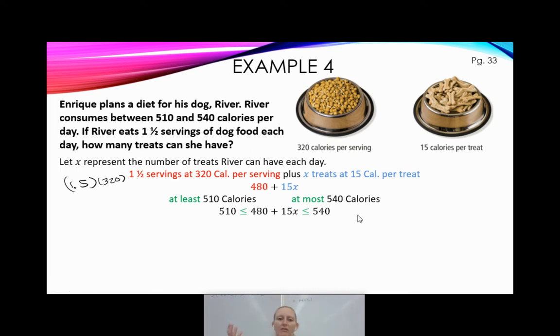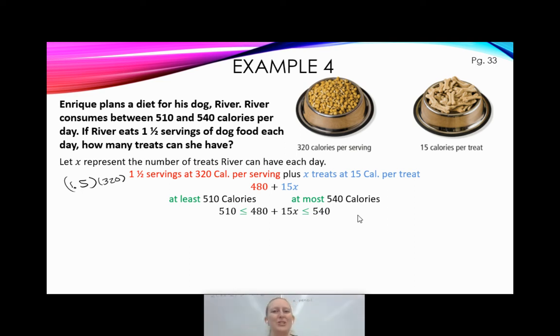And now that we have this, we can solve it. Now, last time when we solved our compound inequality, we broke it up into two. But can I show you? I'm going to show you. You can actually, on these compact ones, do it all in one go.